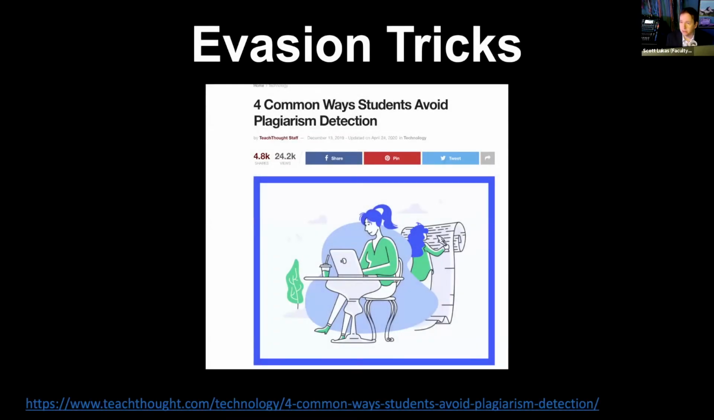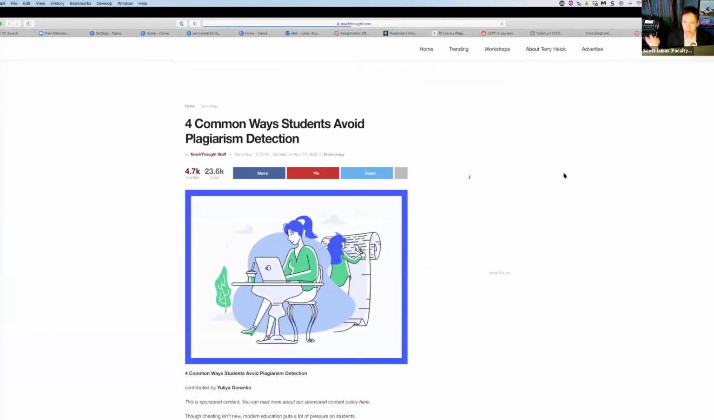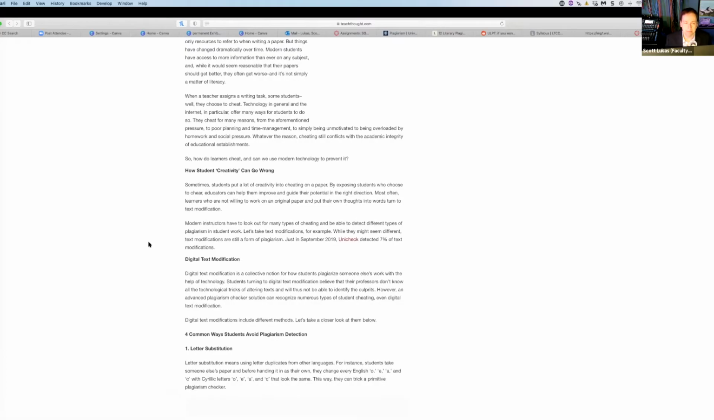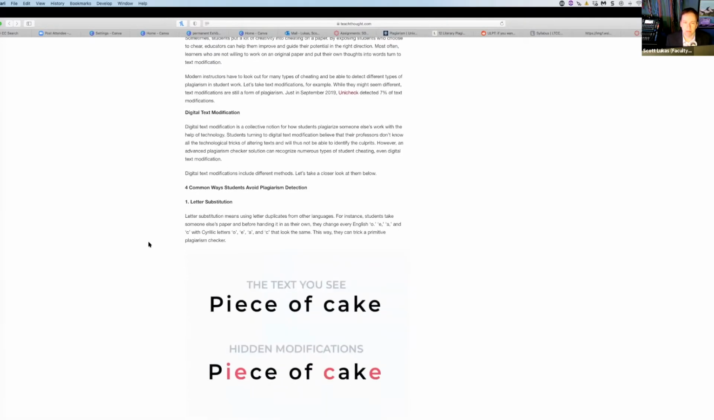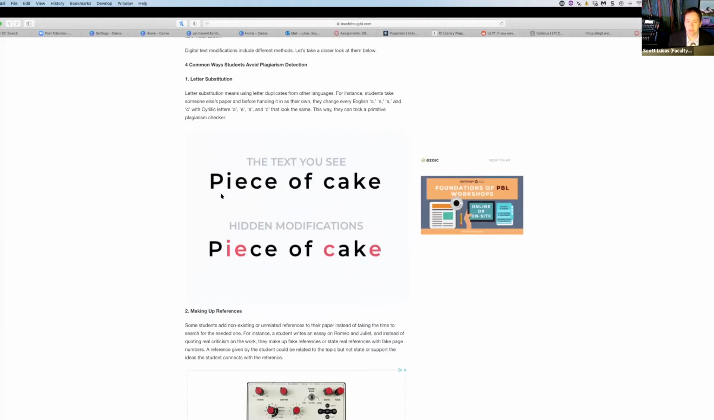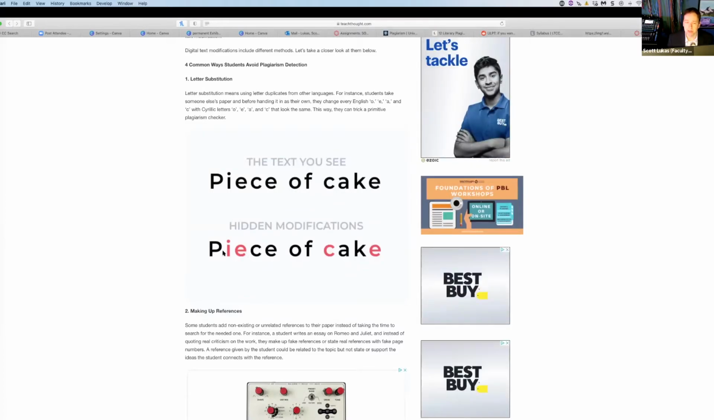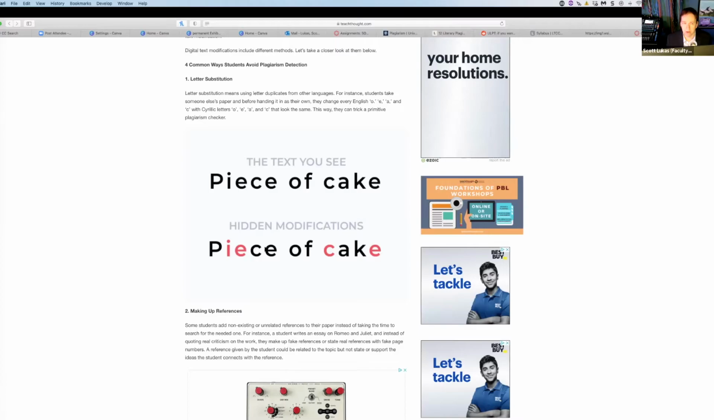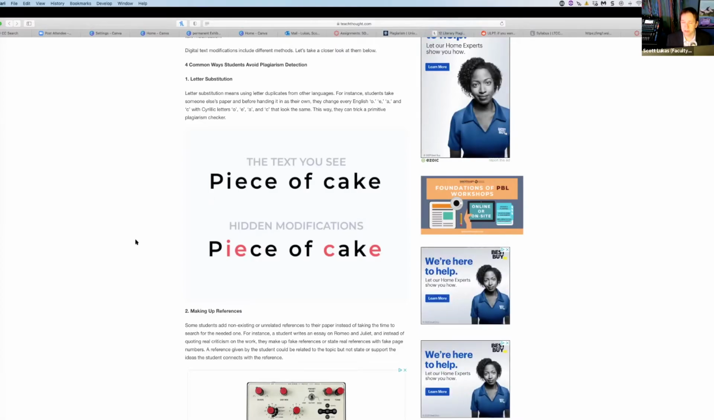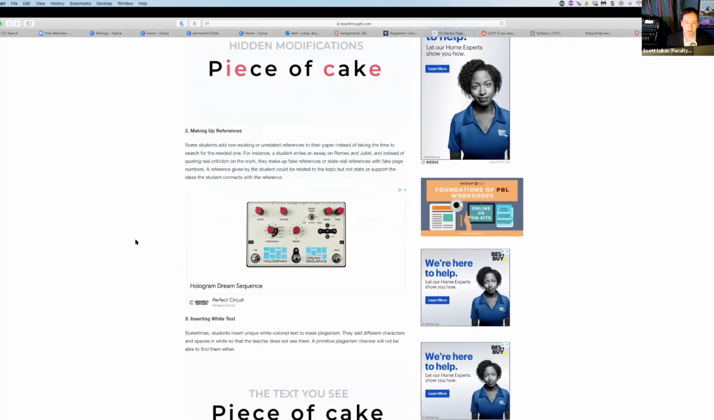The common ways to avoid plagiarism detection. We need to add Sean's to the list, of course. The Google Translate is digital modifications. So letter substitution. So this is an example of that, where you could do hidden modifications with text color, with Cyrillic language and so forth. And we'll look at Turnitin in a second. They've actually updated their engines to detect, I think, all of these.